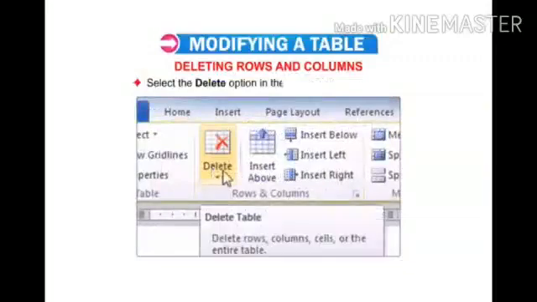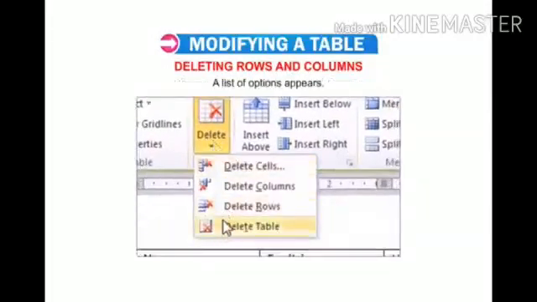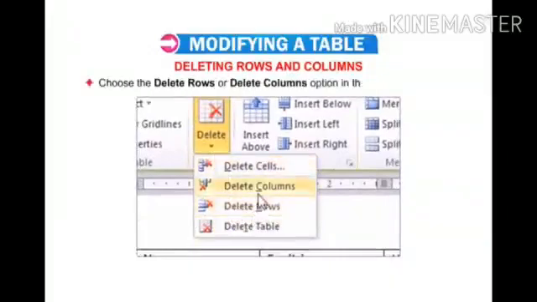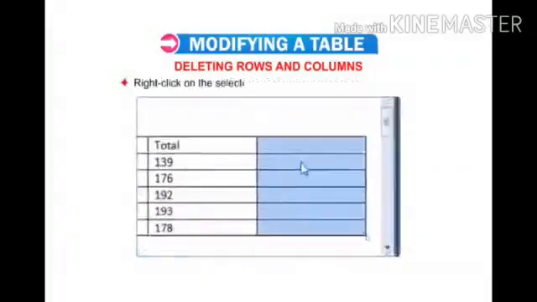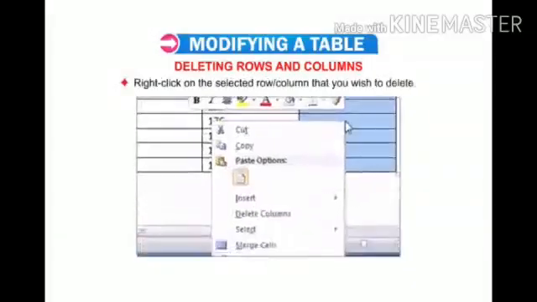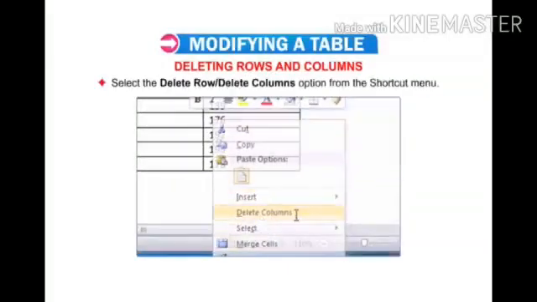Select the Delete option in the Rows and Columns group. A list of options appears. Choose the Delete Rows or Delete Columns option in the drop-down menu. Or right-click on the selected row or column that you wish to delete. Select the Delete Row or Delete Columns option from the shortcut menu.